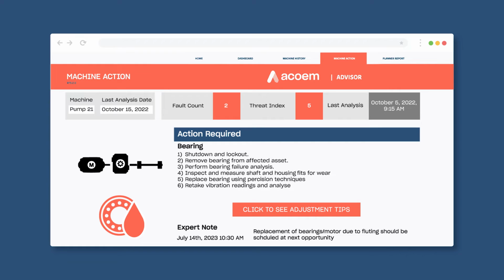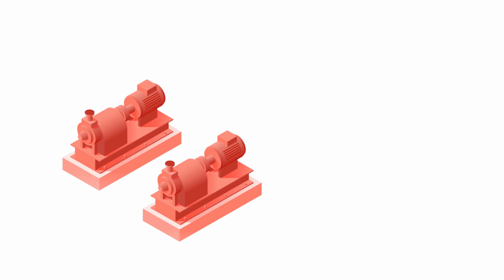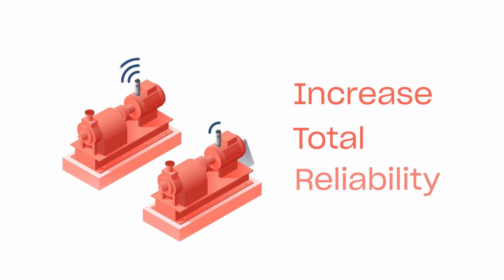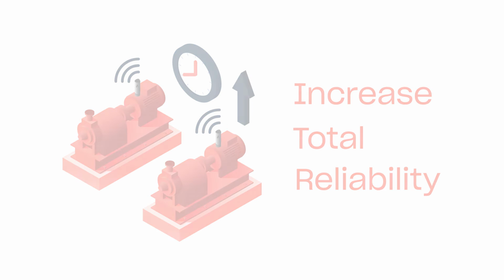Actionable data means that we identify your machine faults and advise you and your maintenance team on the how, what, and when to fix each problem. What's so great about Advisor is that it's sustainable. This means that by repeating this process on a regular basis, you will increase the total reliability of your facility.